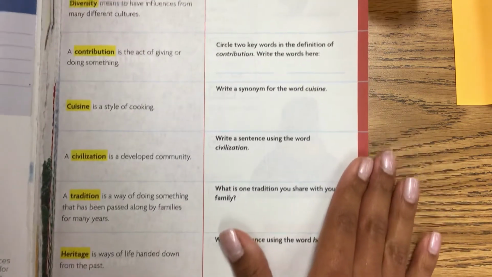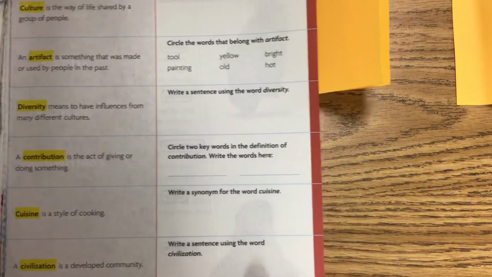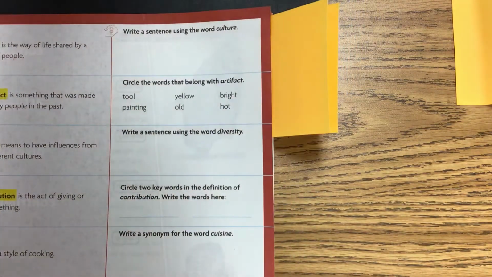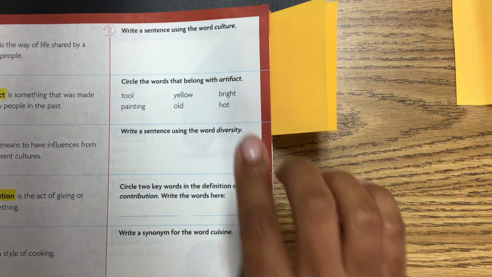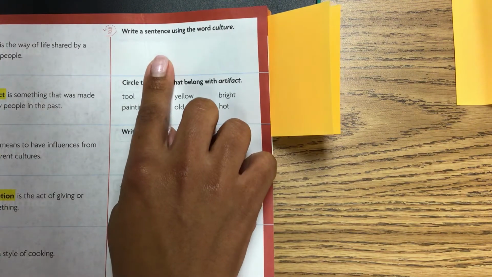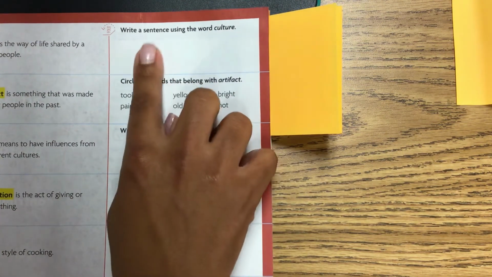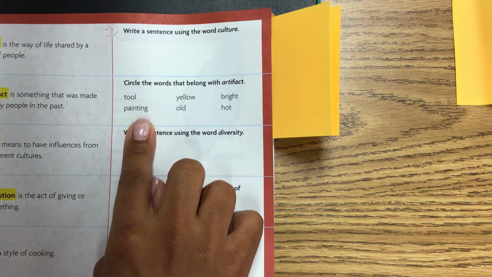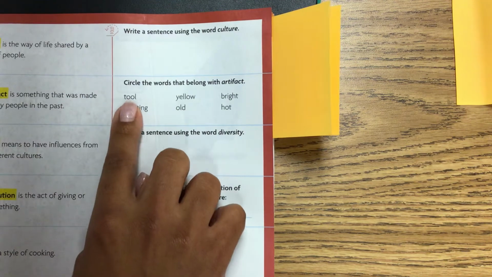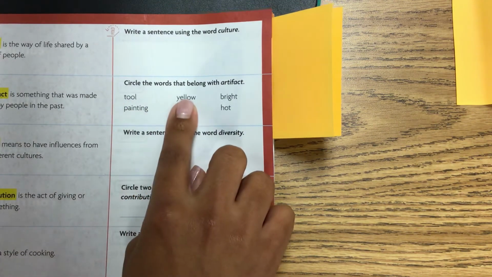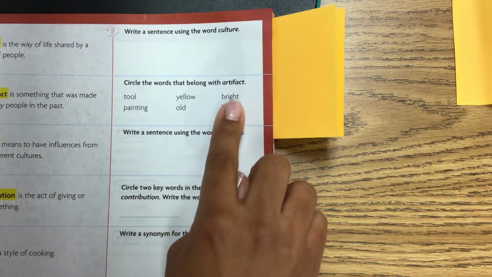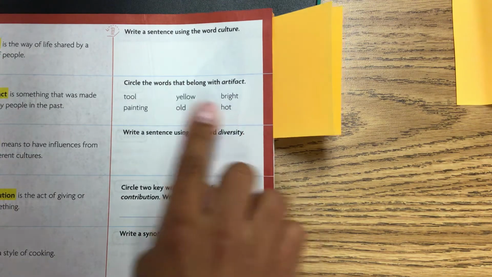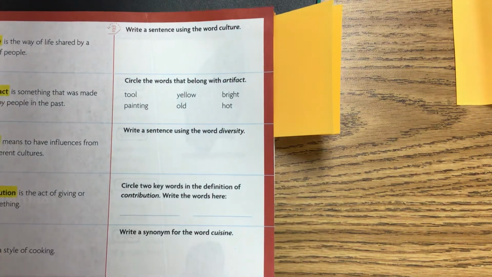So now that we've looked at the definitions, you're going to take a look at completing each of the activities on the right-hand side. The first part says, write a sentence using the word culture. Number 2, circle the words that belong with artifact. So we have tool, painting, yellow, old, bright, and hot. Which words belong with the definition of artifact?